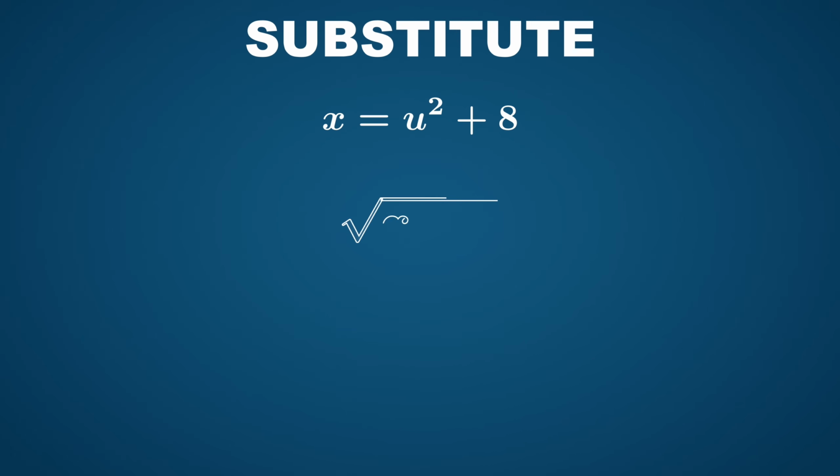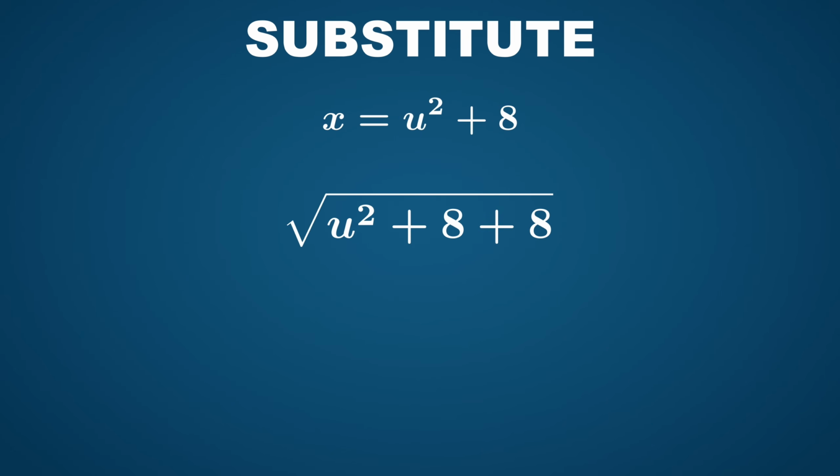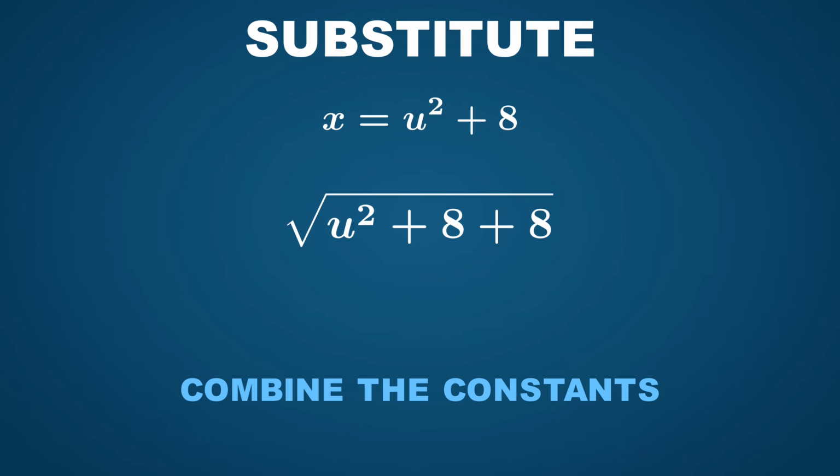We will now use this isolated x formula to rewrite the original mathematical equation. We can replace this specific instance of x with our newly derived algebraic formula. We carefully substitute the binomial u squared plus 8 in place of the letter x. The expression inside the second square root now reads u squared plus 8 plus 8. We must simplify this new inner expression by combining the constant numerical terms.